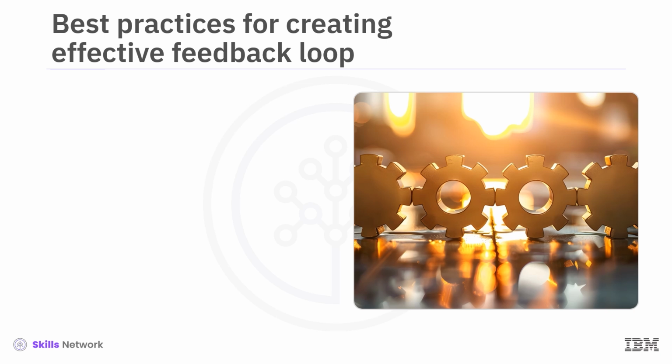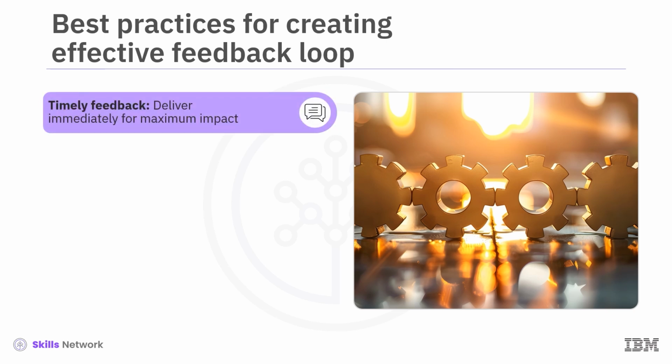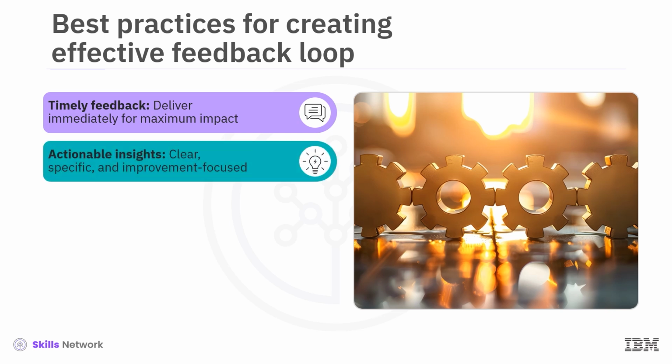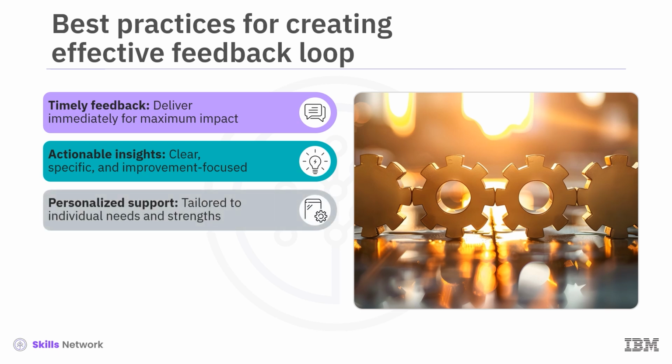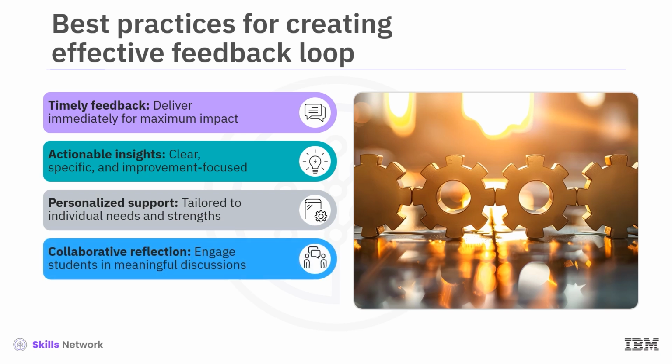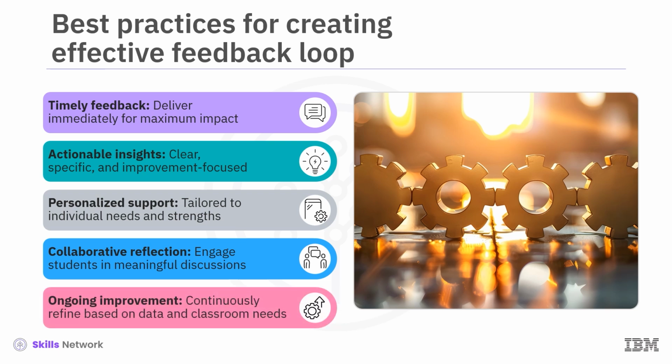Effective feedback loops are essential for fostering continuous learning and improvement. Feedback should be delivered promptly after an assessment or activity to maximize its impact. It must be clear, specific, and actionable, providing concrete steps for improvement. Personalization is key. Feedback should be tailored to individual student needs, considering their strengths, learning styles, and areas for growth. Encouraging a two-way dialogue fosters collaborative reflection, allowing students and educators to discuss progress and determine the next steps. Finally, feedback processes should be regularly reviewed and refined based on data analysis and evolving classroom dynamics to ensure continuous improvement.